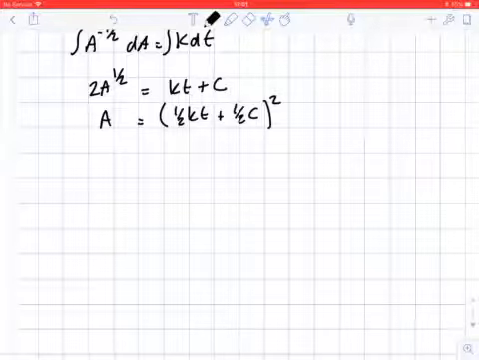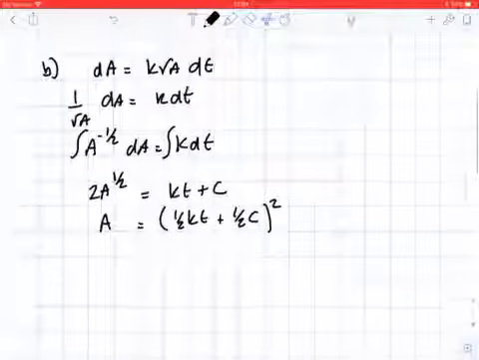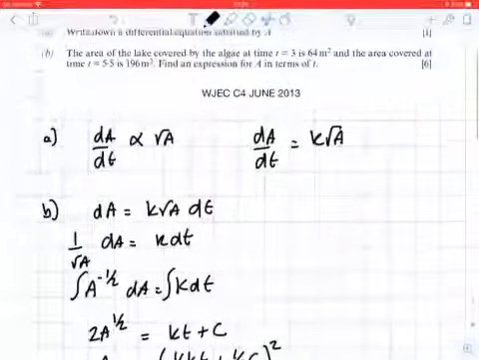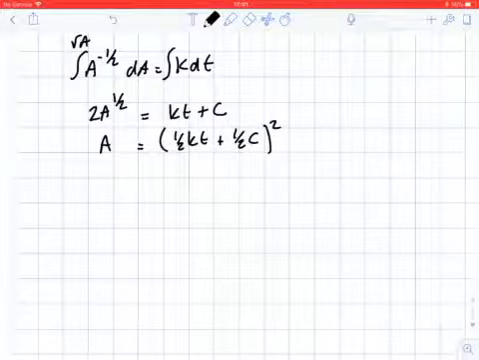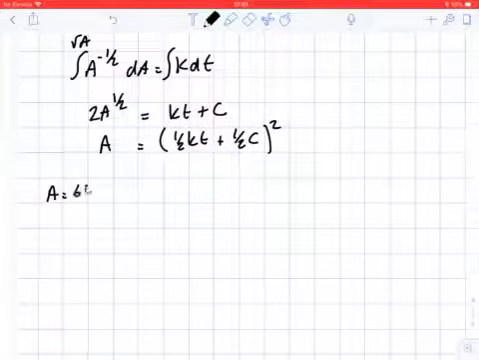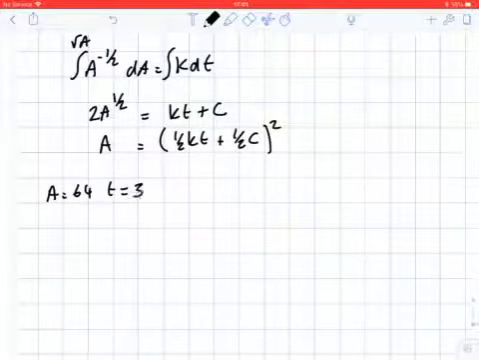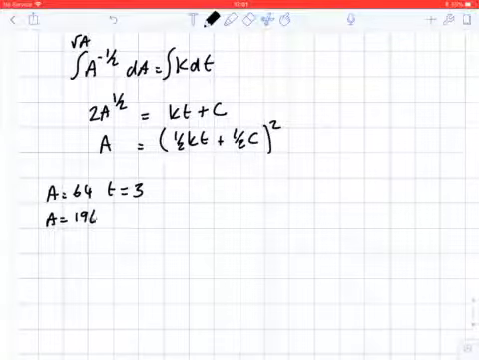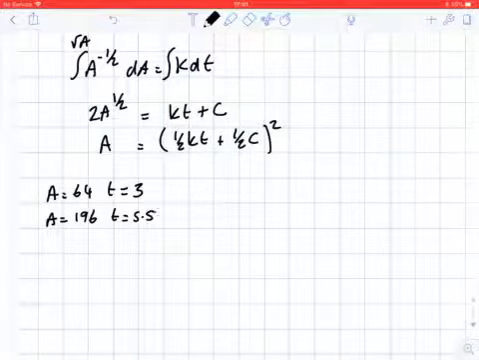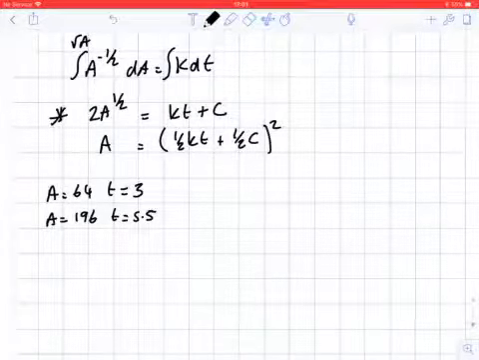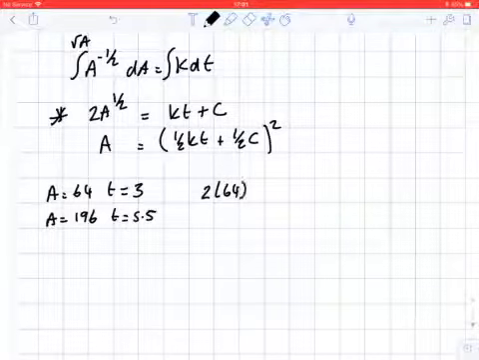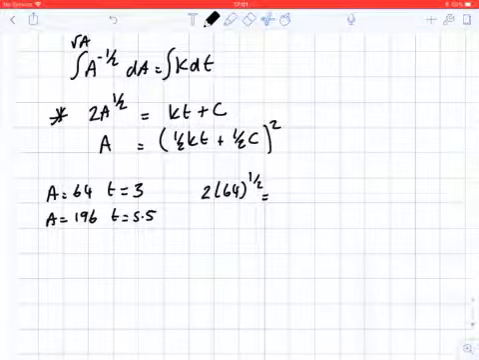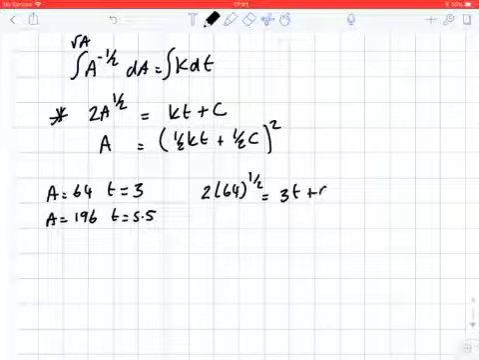Now, in part B, we also got some parameters for t and area. So what we also know here is that when A is 64, t is 3. And when A is 196, t is 5.5. Now I'm going to use this equation here to substitute in, and it'll become obvious in a second. So I'm going to have 2 lots of 64 to the power of a half is equal to 3k plus c.